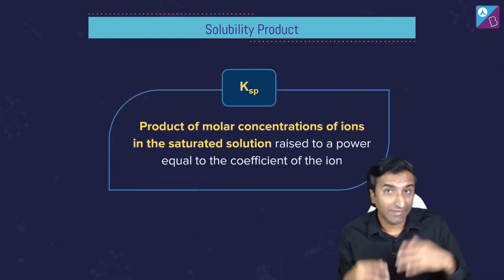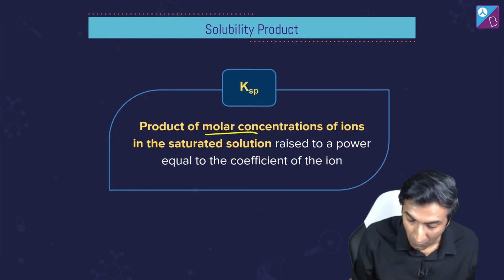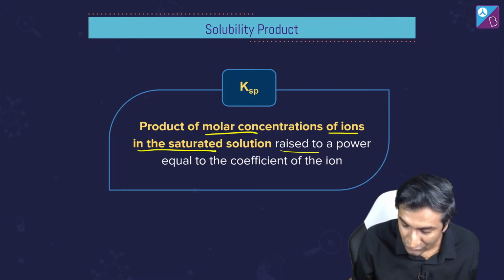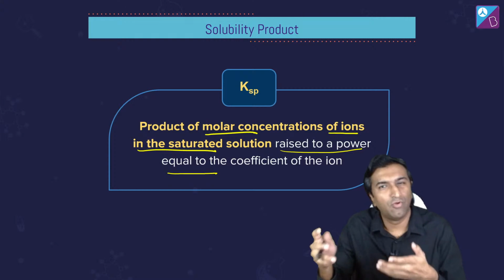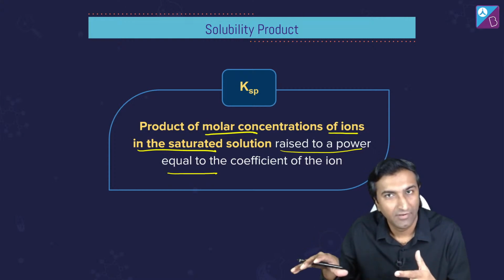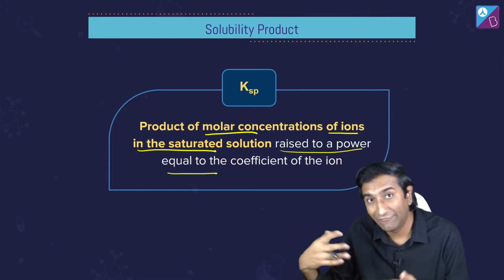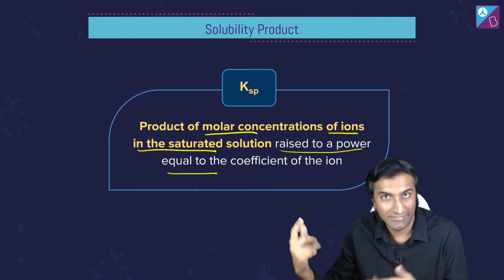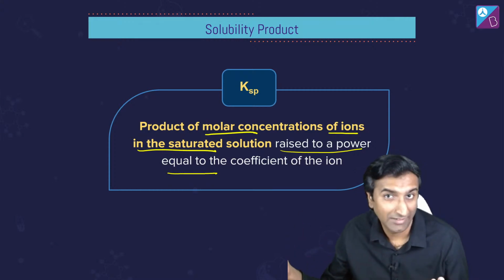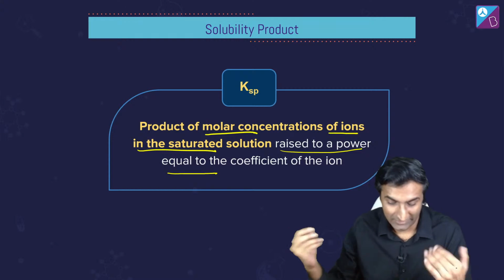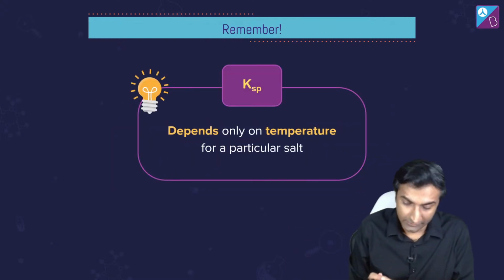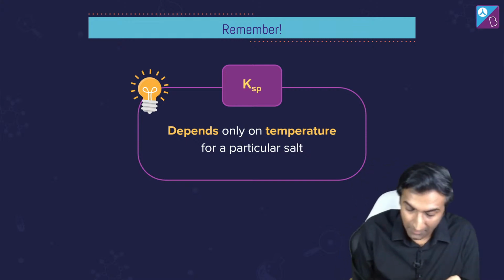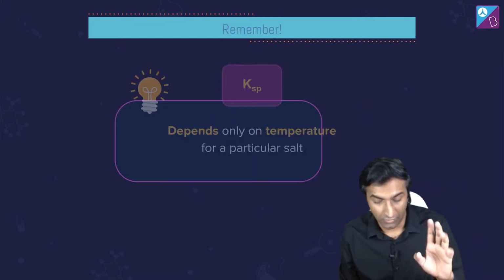We'll do that. But what is KSP? It is a product of molar concentration of ions in the saturated solution raised to the power equal to the coefficient of the ion. मतलब हम लोग equilibrium का ही setup कर रहे हैं, right? And we're just calling that equilibrium constant a special name, which is solubility product. Okay, KSP. ठीक है? This is what we're talking about right now. There's another idea called the ionic product, which we'll talk about in just a bit. But as I told you, this only depends on temperature for a particular salt.